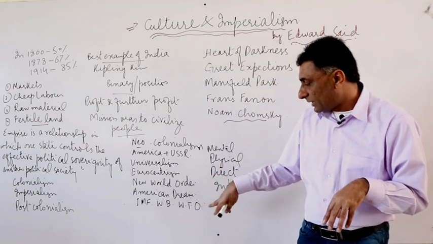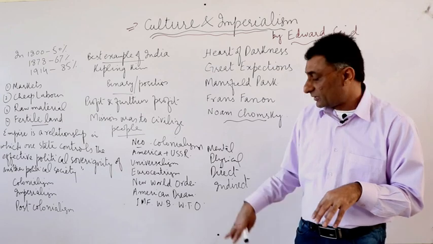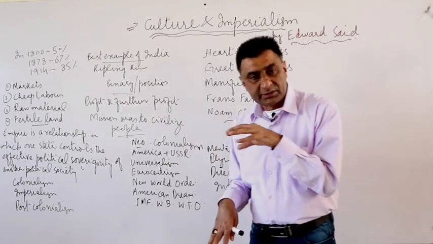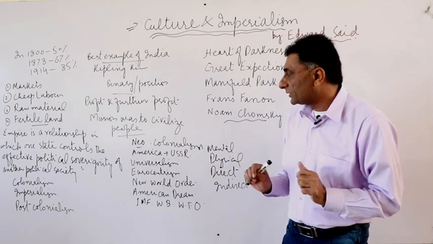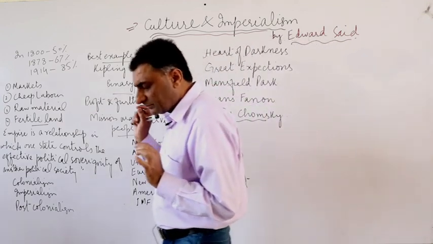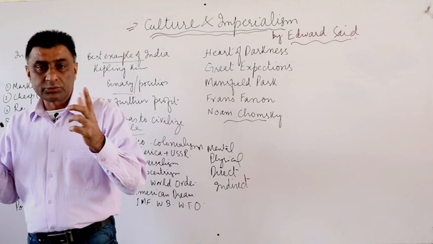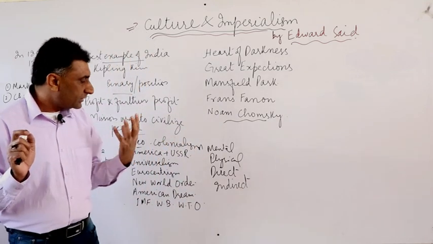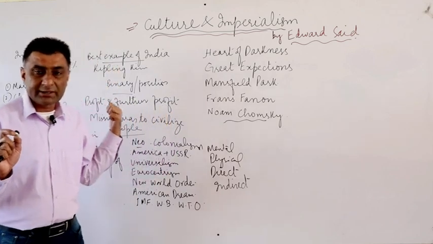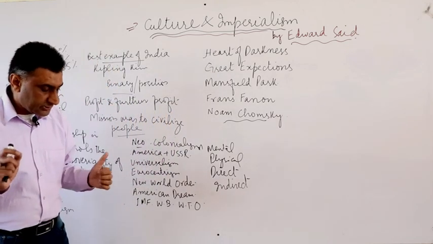Then the American Dream, and then the International Monetary Fund, the World Bank and the World Trade Organization. These are all new forms of colonialism. And there was a time when there were two world powers. There were two powers in this world. The first was America, and then there was the USSR.